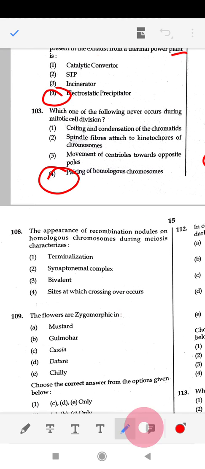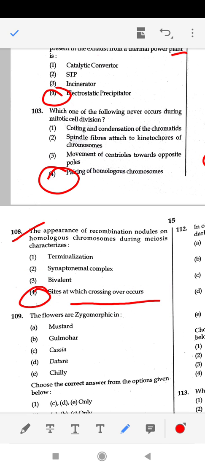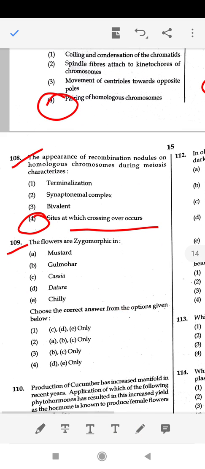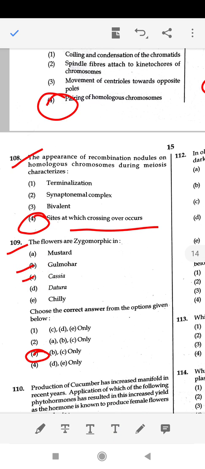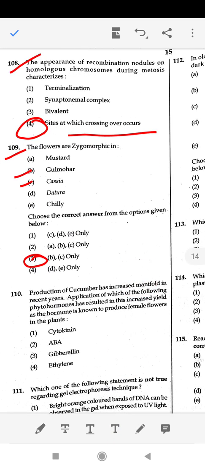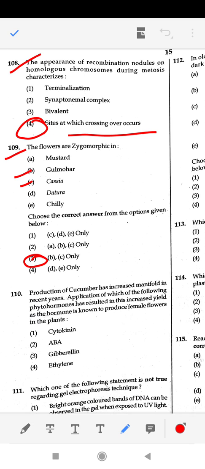Next question. The appearance of recombination nodules on homologous chromosomes during meiosis characterizes sites at which crossing over occurs. Next question is, flowers are zygomorphic in? Three is the right answer, that is B and C only, Gulmohar and Cassia. Production of cucumber has increased manifold in recent years. Application of which of the following phytohormones has resulted in this increased yield, as the hormone is known to produce female flowers in the plants? Answer is 4, ethylene.